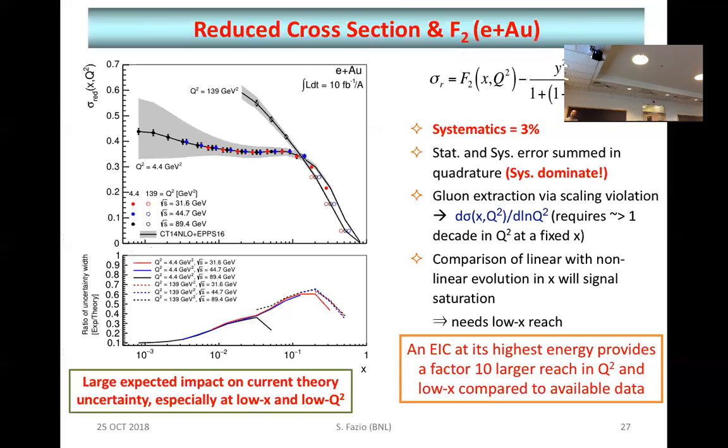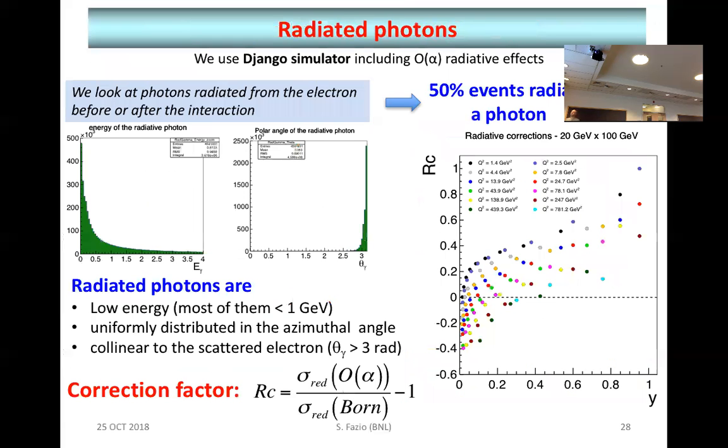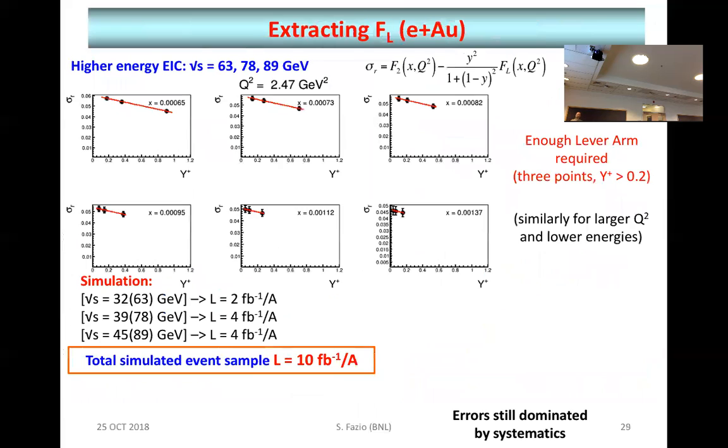Here, the lower plot basically shows the comparison of the error bars in the experiment compared to the size of the theory uncertainty. You can see that you can have a remarkable impact at low x, but also at intermediate and large x versus current knowledge. Only for the inclusive case, we also studied some radiative corrections.